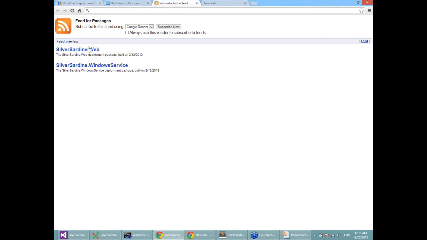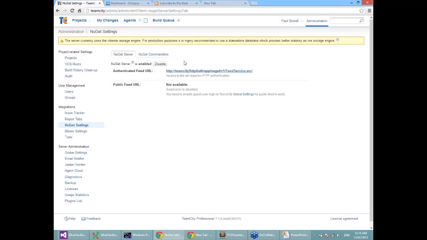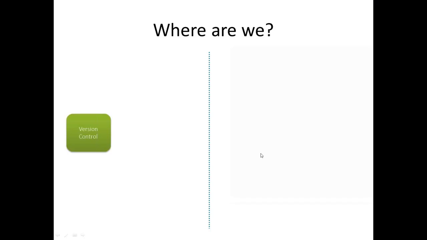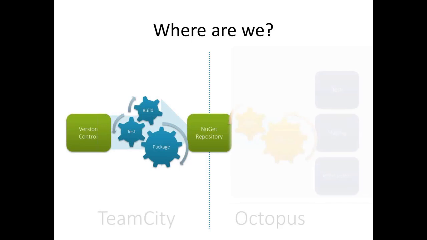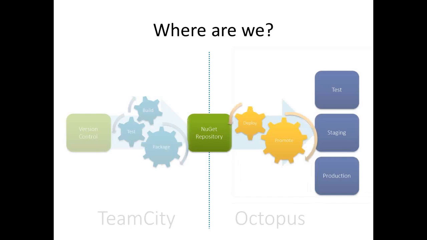So far we've looked at taking the code from version control, in this case our GitHub repository. We've built it, we've tested it, and we've produced those packages, and they're available within the TeamCity NuGet repository. We haven't looked at the deployment side of things yet. So for this next demo, what we're going to do is take the package we've built with TeamCity, and push that to a number of different machines in different environments.